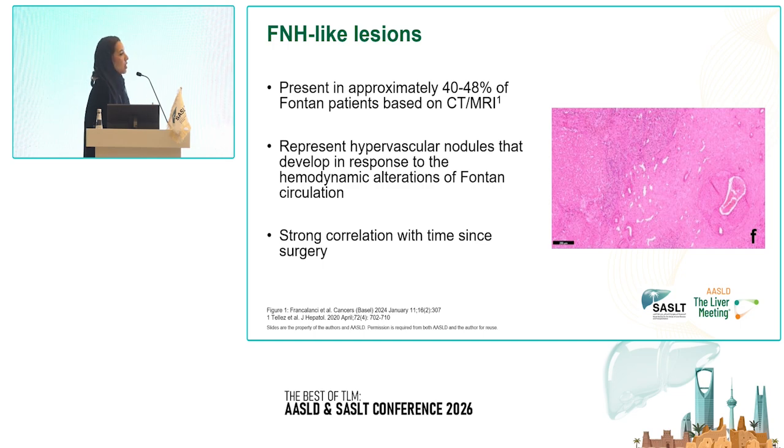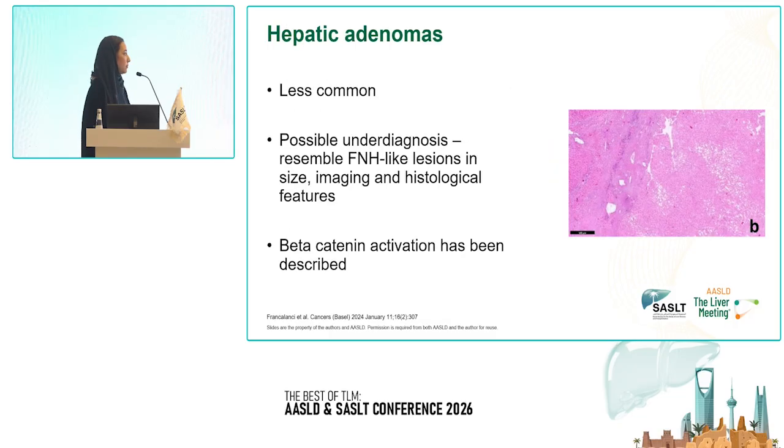The benign lesions, the most common we think about is the FNH-like lesion. Histologically, it looks like an FNH, but it is on a background of an abnormal liver. Based on imaging, we're looking at about 40 to 48% of patients with Fontan having FNH-like lesions, and they represent a hypervascular nodule that develops in response to the hemodynamic changes that we see in Fontan. And they do have a strong correlation with time since surgery.